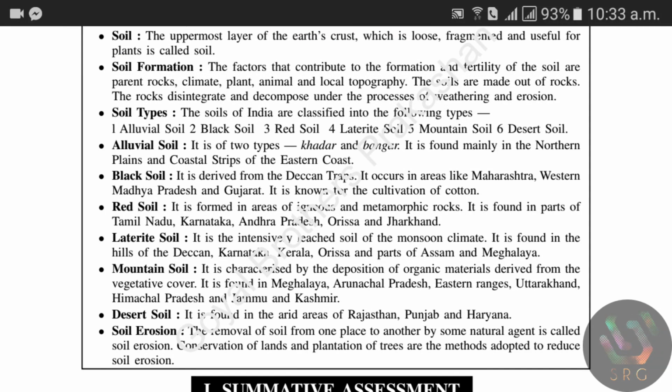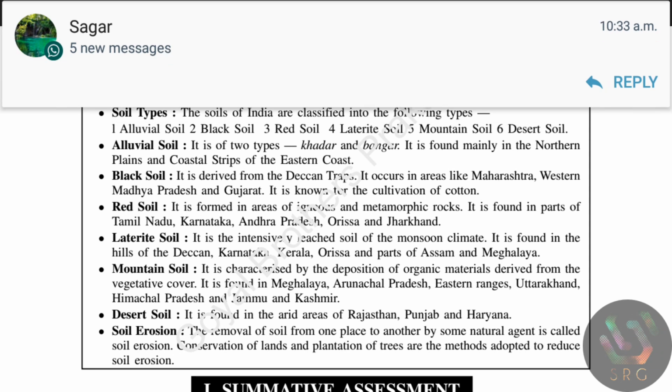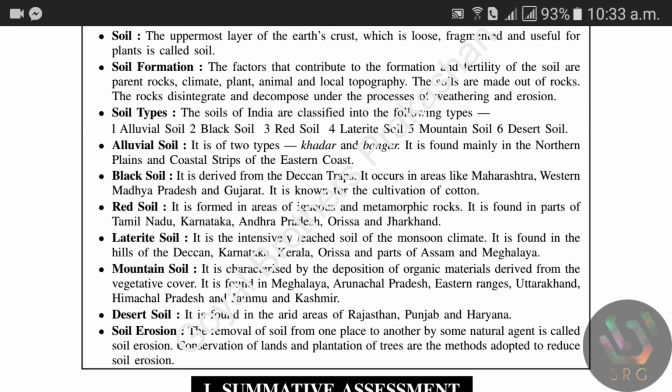The soils of India are classified into the following types: alluvial soil, black soil, red soil, laterite soil, mountainous soil, and desert soil. Six kinds of soil in India are there. Alluvial soil is of two types, Khadar and Bangar. Both are Indian names, so don't get confused, foreign friends. It is found mainly in the northern plains and the coastal strips of the eastern coast.